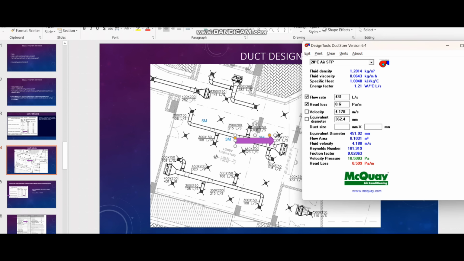So as I told you, for the head loss inside the supply duct for the FCU, supply and return, you can follow 0.6 Pascal per meter, and the velocity value is 4.178 meters per second. You must verify the velocity value. If I convert this to feet per minute, it will be 824 feet per minute.